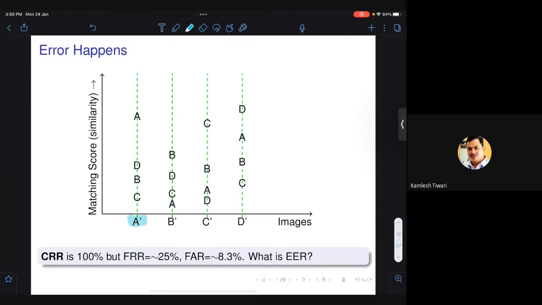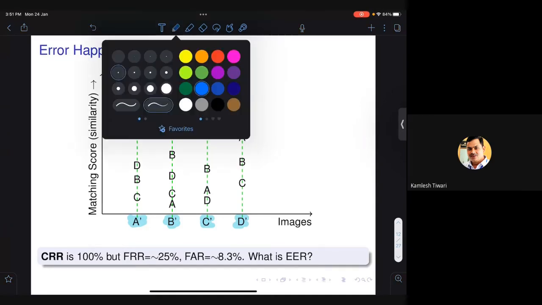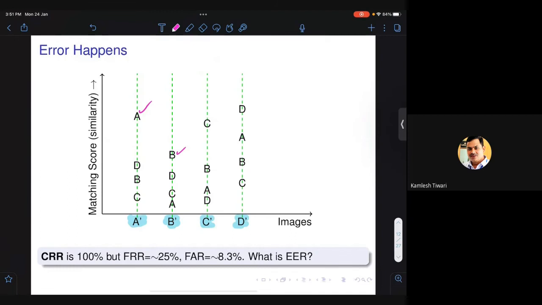that every time A, B, C and D actually came. So every time my system was correct. Do you agree with me that every time my system was correct? Yes or no? If A, B, C, D actually have come, my system was correct. Yes. So the correct recognition of my system is 100%. What is the correct recognition rate? It is in how many places the same person's image is coming at the top. This is the correct recognition rate.